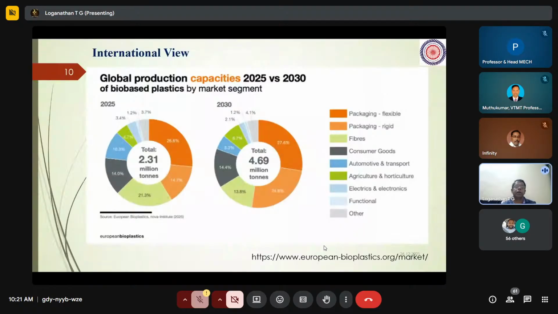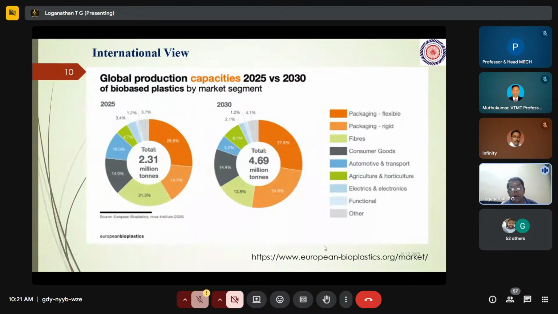And this is the comparison between current and future. There is going to be a tremendous rise of bioplastics overall. Globally, it is going to increase around 100 times. You can see here, there's a large increase in the food industry, like packaging. And next come fiber, consumer goods, automotive, transport, and agriculture. Even in electronics, they are going to use bio-based plastics.